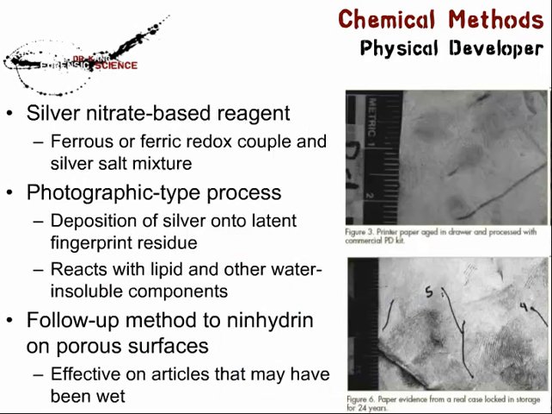The last chemical method we will discuss is physical developer. Physical developer is a silver nitrate-based liquid reagent. It is a photographic type process that deposits silver onto latent fingerprint residue from a ferrous or ferric redox couple in a silver salt mixture in solution. Unlike ninhydrin, which reacts with water-soluble components in the latent print residue, physical developer reacts with lipid and other water-insoluble components. It has become a common follow-up method to ninhydrin on porous surfaces such as paper, and is very effective on porous articles that may have been wet at one time.